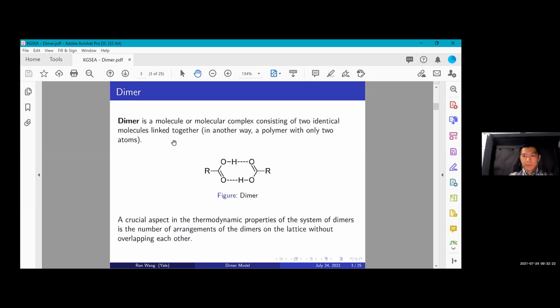So here we begin. What is a dimer? A dimer is a molecule or a molecular complex consisting of 2 identical molecules linked together. In another way, it's a polymer with only 2 atoms. So here there's a picture for a dimer. It's some chemical thing, and more often it's organic chemistry. And a crucial aspect in the thermodynamic perspective of the system of dimers is the number of arrangements of dimers on the lattice without overlapping each other.